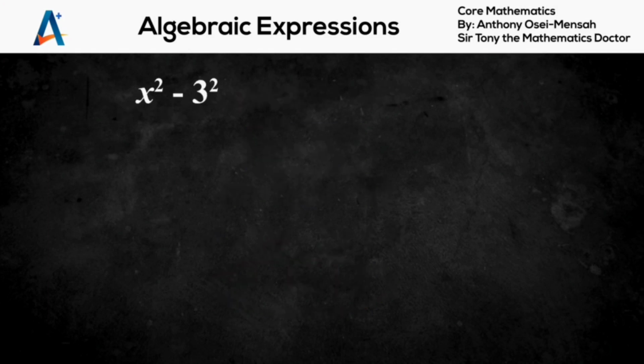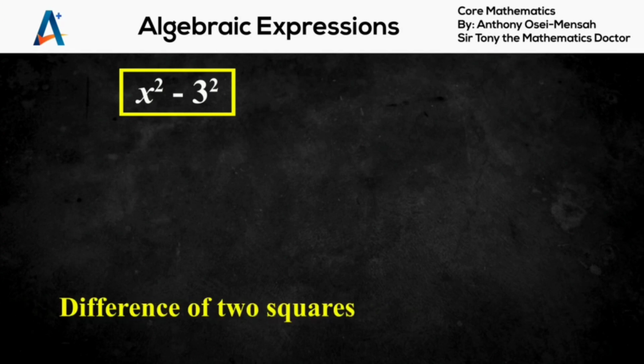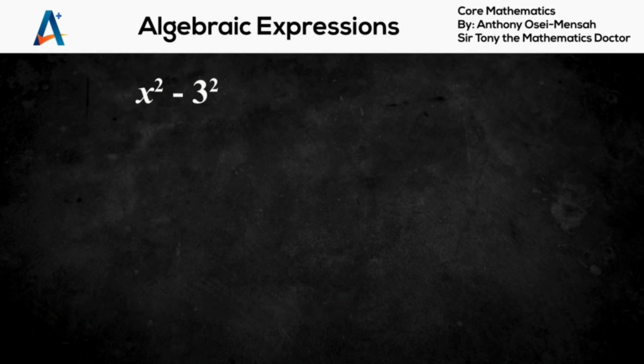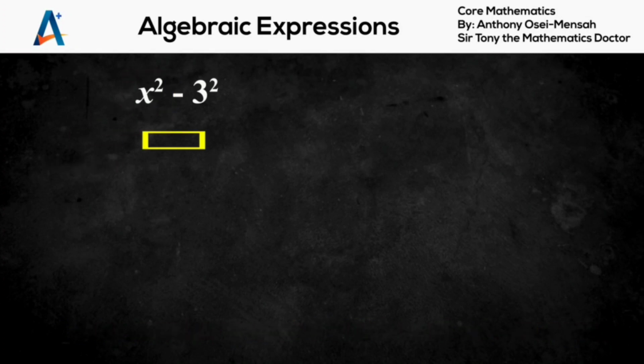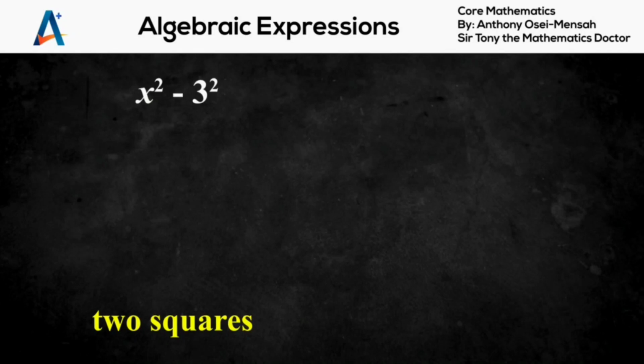On the other hand, this particular expression, x² − 3², is what we refer to as difference of two squares. This is very simple. The reason is the subtraction sign here represents what we call difference. The word difference in mathematics signifies the subtraction sign. And there are two squares: the x squared, which means x power 2, and any number power 2 is referred to as a square. So x² and 3² are the two squares. There are two squares with a subtraction sign, which is a difference. So, difference of two squares.